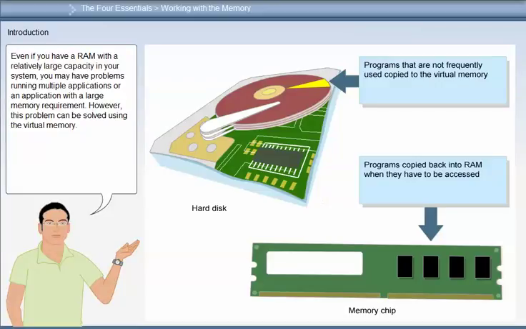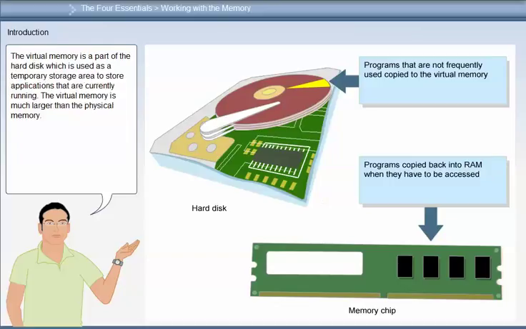Even if you have a RAM with a relatively large capacity in your system, you may have problems running multiple applications or an application with a large memory requirement. However, this problem can be solved using the virtual memory. The virtual memory is a part of the hard disk which is used as a temporary storage area to store applications that are currently running.